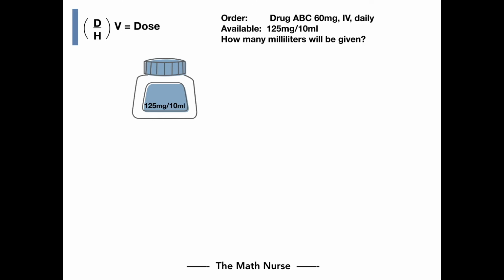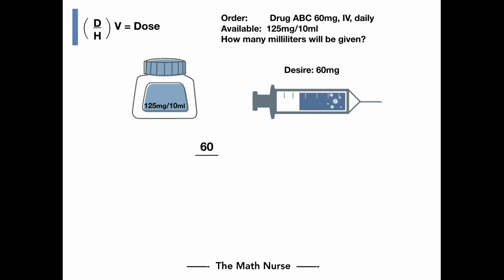All right, so let's go ahead and walk through it here. Our desire is 60 milligrams. That's what we're going to put in our syringe or in our medicine cup to give the patient. So our desire is 60. We're going to divide that by 125 and then times by the volume, which is 10 milliliters. And our answer will be 4.8 milliliters is what we're giving the patient.